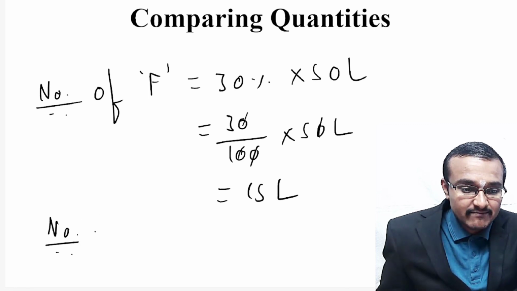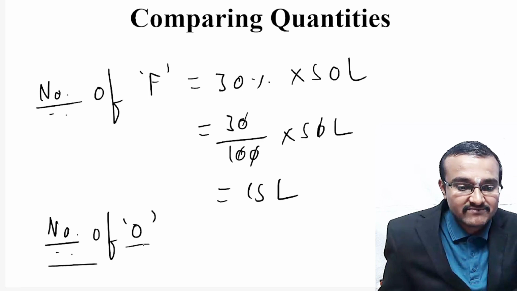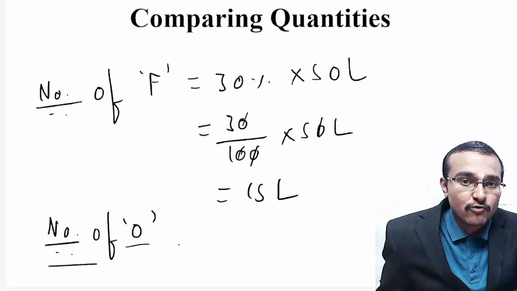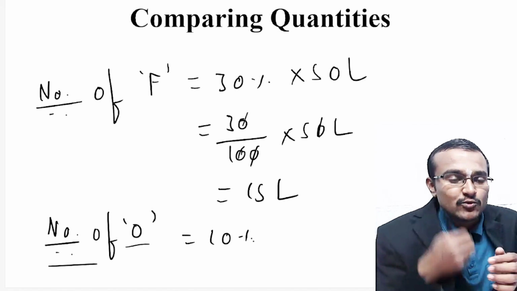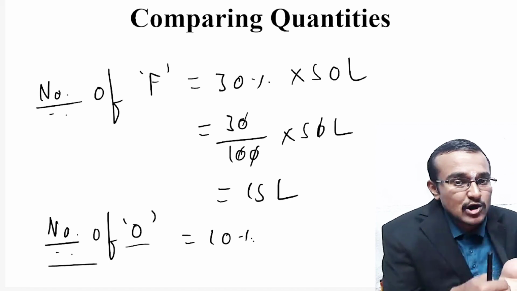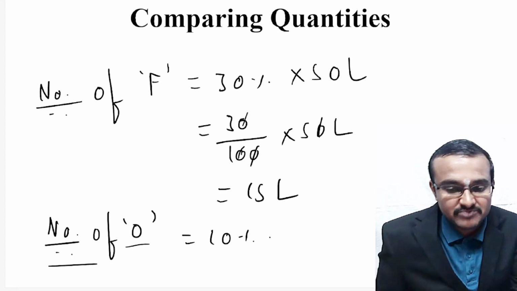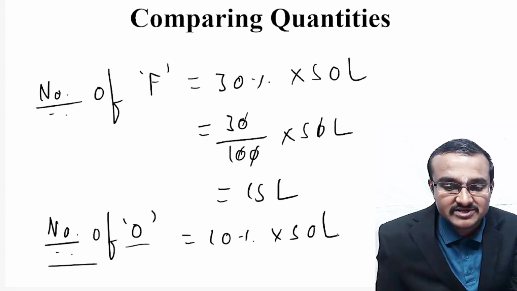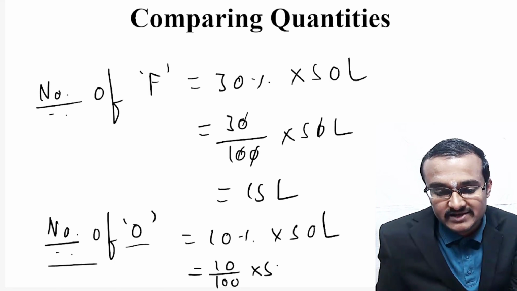Similarly, the number of people loving other games, like other than football and cricket. So for that I will name them as O. So the number of O people is 10%. That means the number of people who are neither liking cricket nor liking football, but they are liking any other game. So that is actually 10% out of 50 lakhs. So it will be 10% into 50 lakhs. That will be 10 by 100 into 50 lakhs.